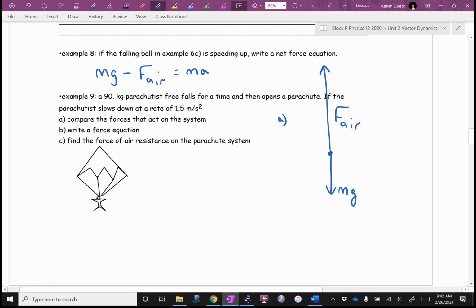So can air resistance be bigger than mg? We've just proved it can be. The fact that I'm alive proves it was. Otherwise, I wouldn't be here.